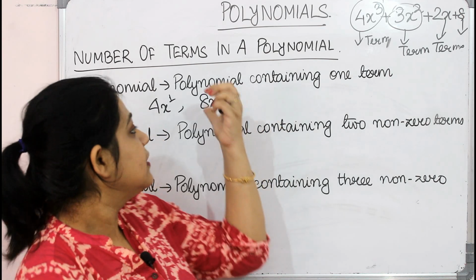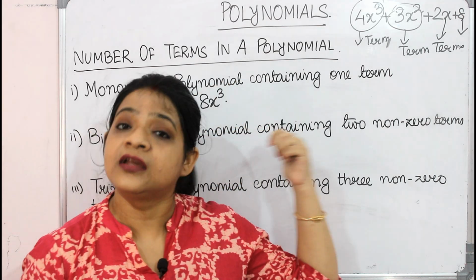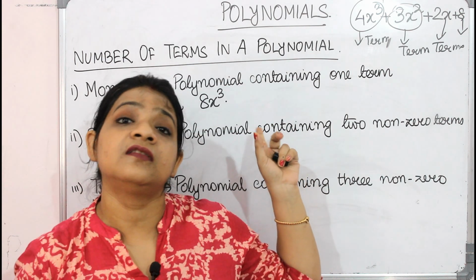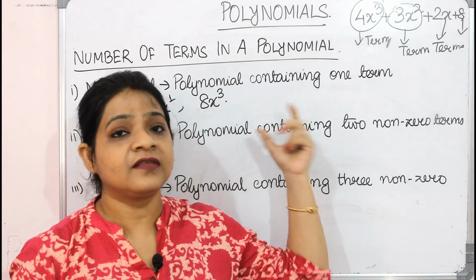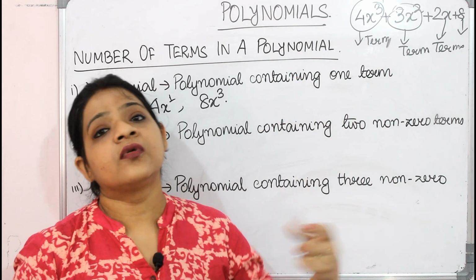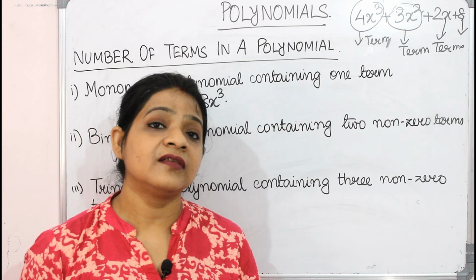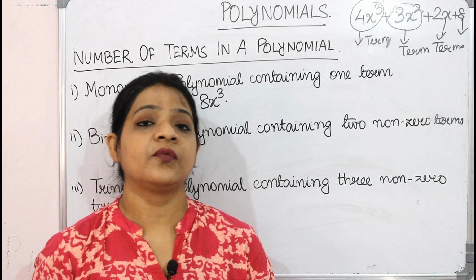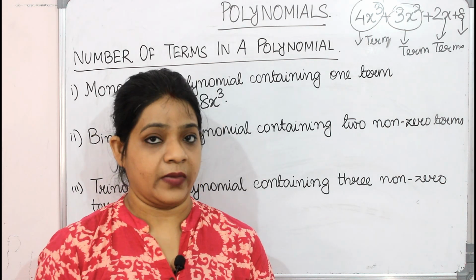But here you will ask what will be the degree of this monomial? The degree will be 3 since it has the power 3. So we call the degree of the polynomial 3, but since it contains only one term, we call it a monomial.